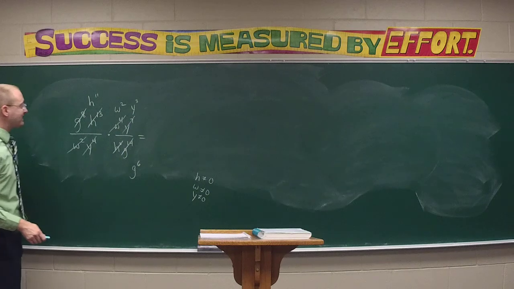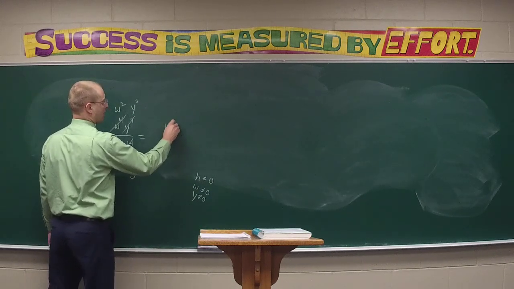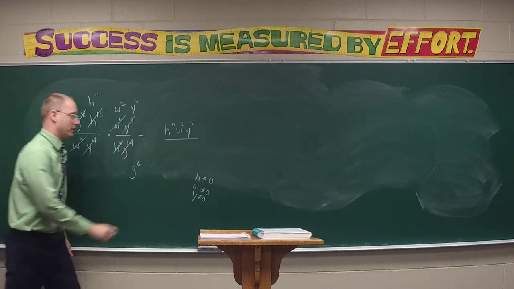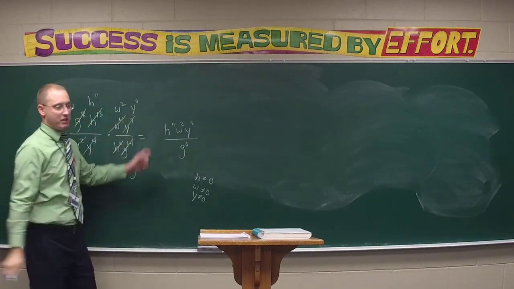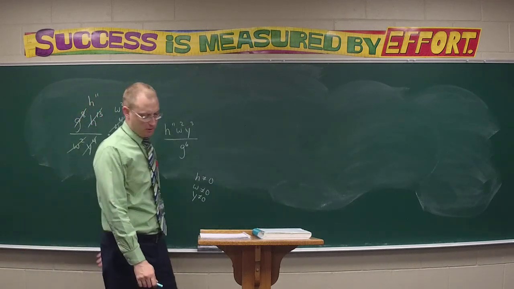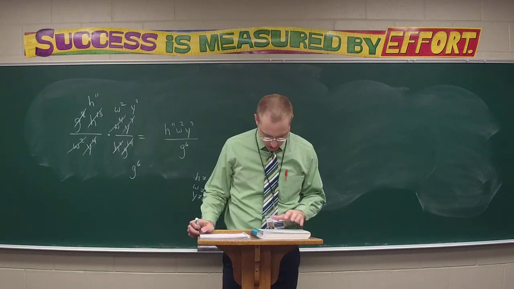And so what's the answer going to be here, Brandon? H to the 11, W squared, Y cubed over G to the square. There we go. How many had the same thing Brandon had? Any questions?